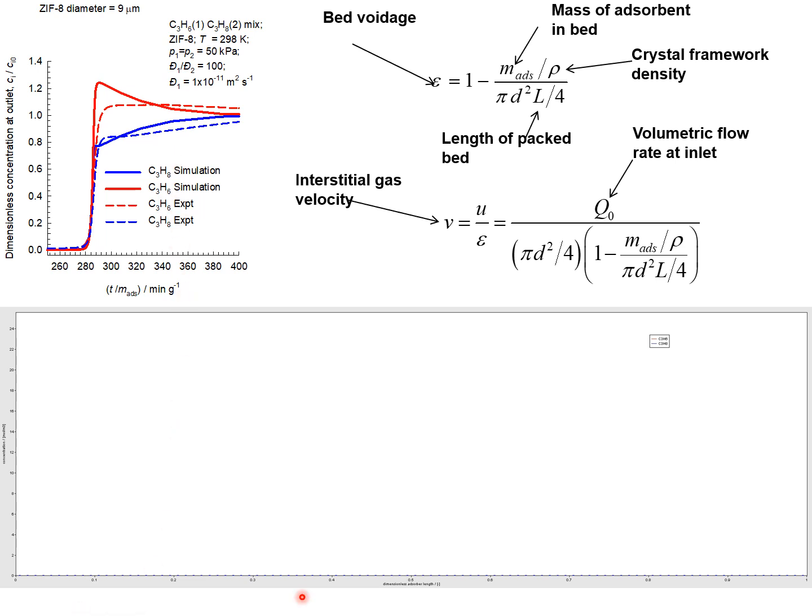Let's have a look at the simulation animations. Remember, red is propene and blue is the saturated propane. Let's see how the profiles develop in the gas phase, along the length of the fixed bed.